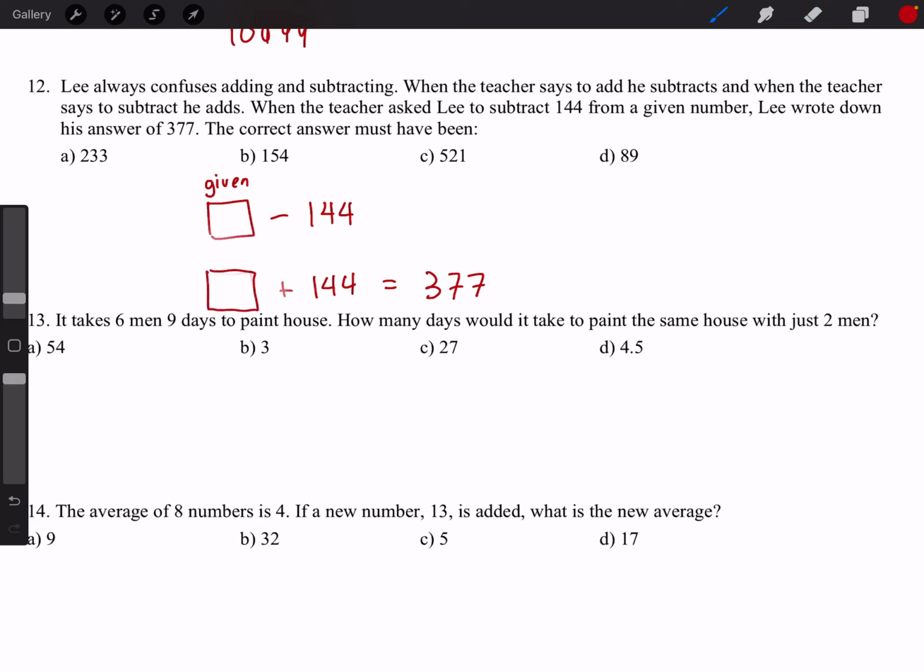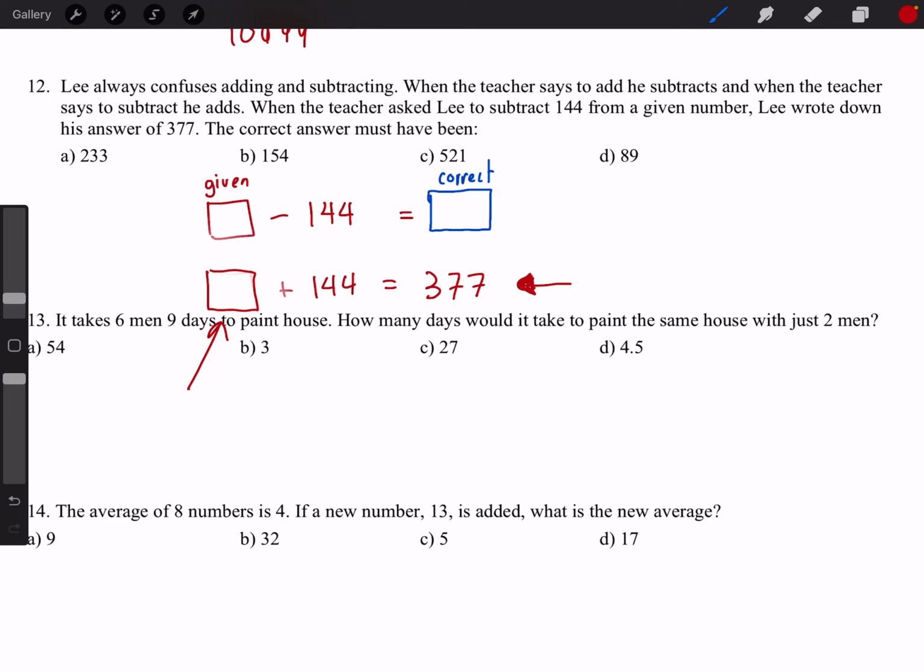All right, so what do we do? We need to figure out the given number first before we can actually get the answer. Now the question asks you to find, it says the correct answer must have been what? So the correct answer is this one over here. Actually, I put it in blue. The correct answer is this one here, the one in blue. Now we need to find this correct answer. To find the correct answer, we must know what the given amount is. To find the given amount, we must work backwards from Lee's calculation.